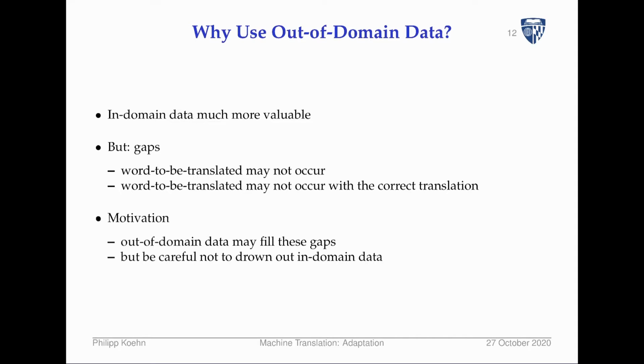Or the word that you want to translate occurs in your domain data, but not with the correct translation. It might occur once or twice in your domain data, but again, it's an ambiguous word that might have multiple translations, and the out-of-domain data might have more evidence for that. So the motivation really is for the out-of-domain data to fill these gaps, but also to be careful not to drown out the in-domain data.